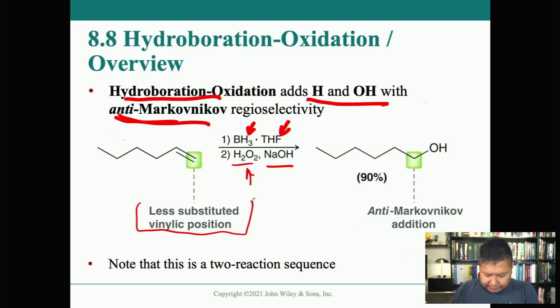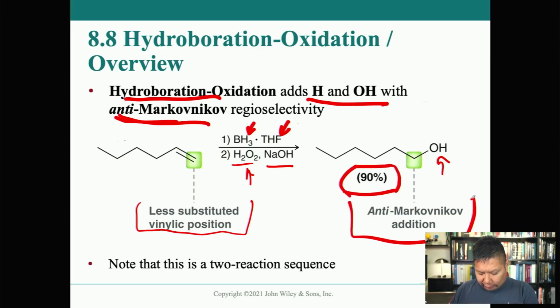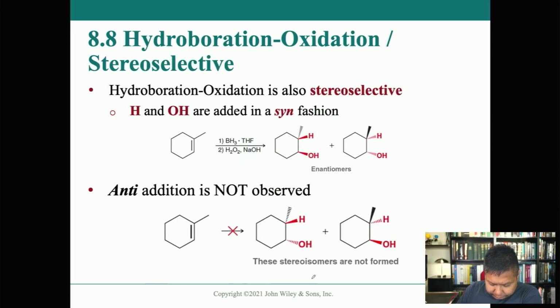So the less substituted vinylic position, of course, will be the one that gets the substituent, the OH. In contrast to the Markovnikov addition we were just talking about, where it was the more substituted carbon position that got the OH. So 90% of the time here we get anti-Markovnikov addition with the OH at the least substituted carbon. Note that this is a 2-reaction sequence.